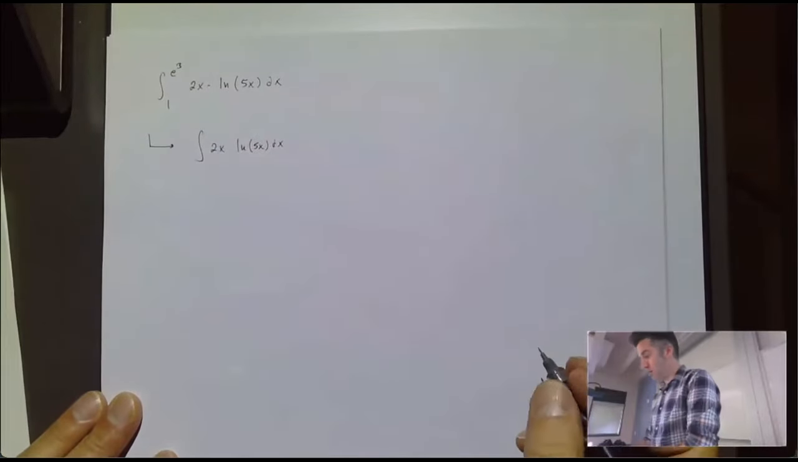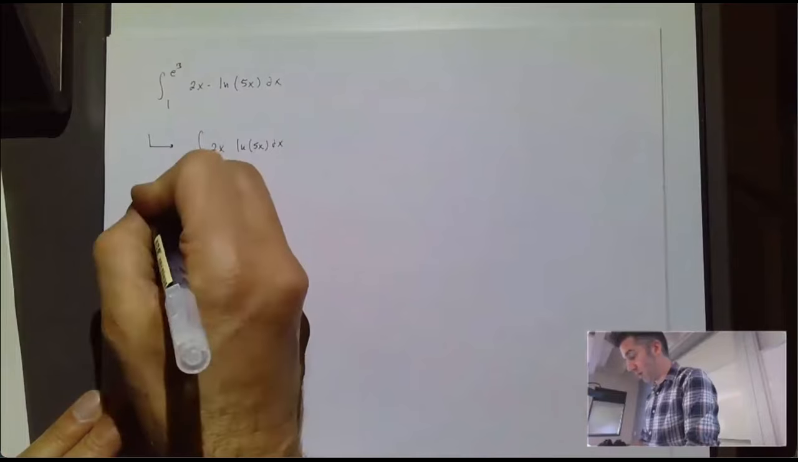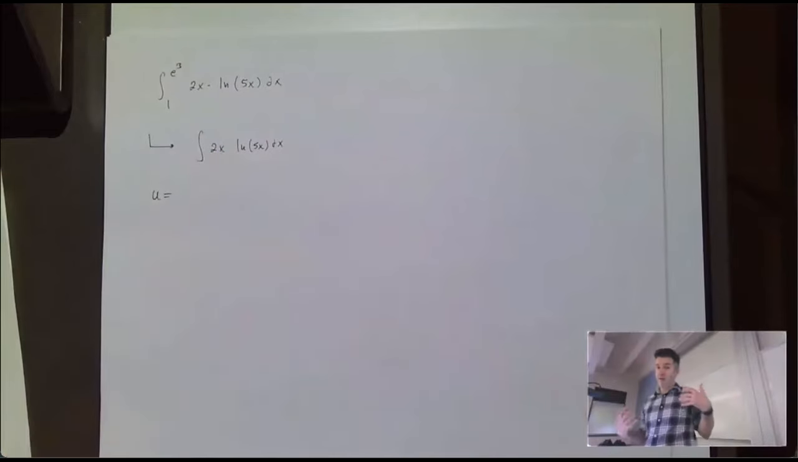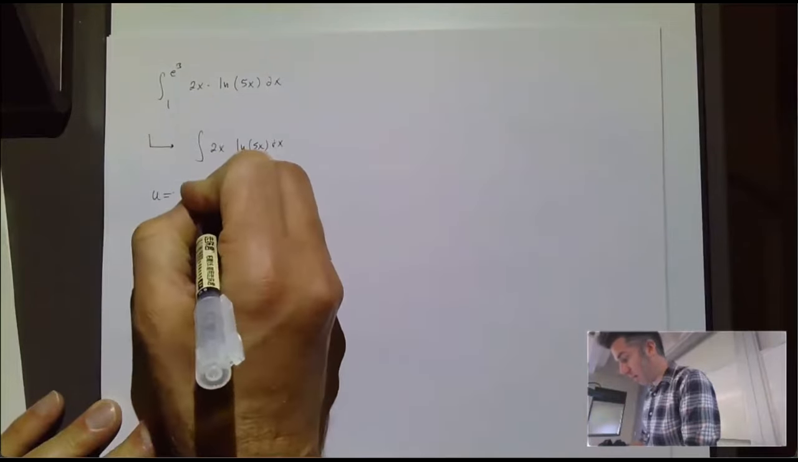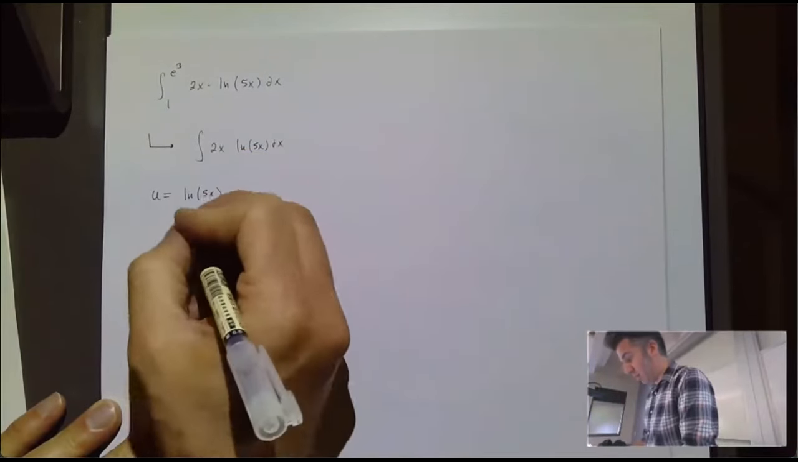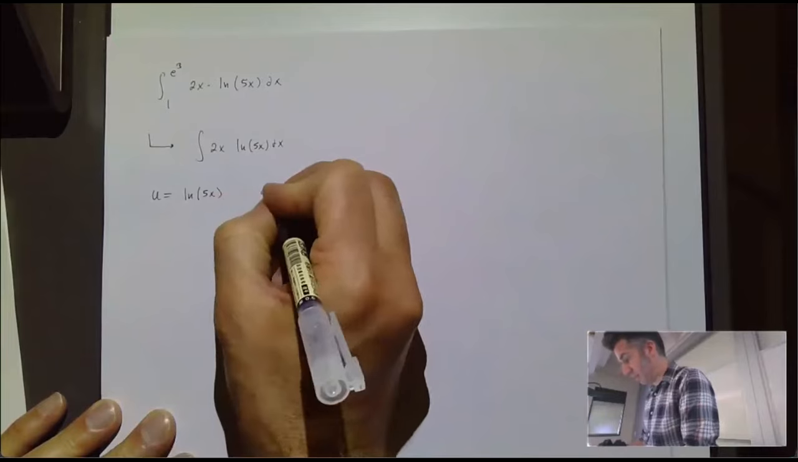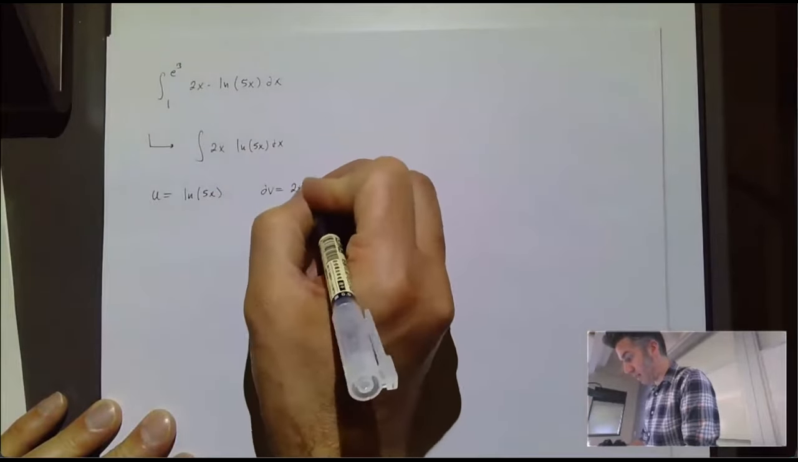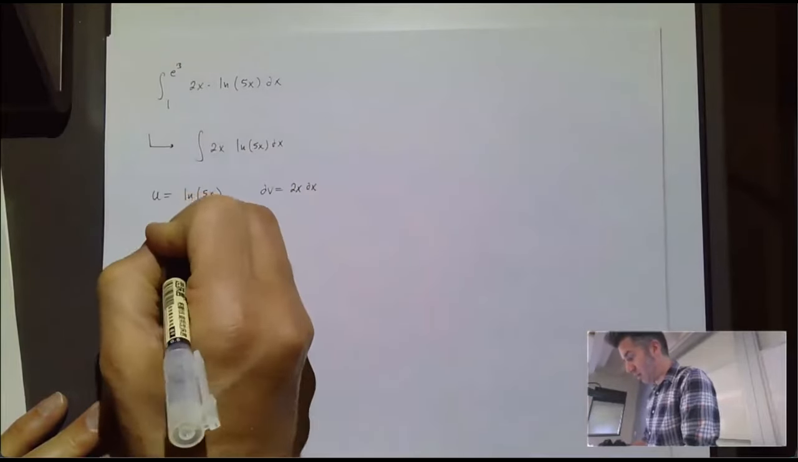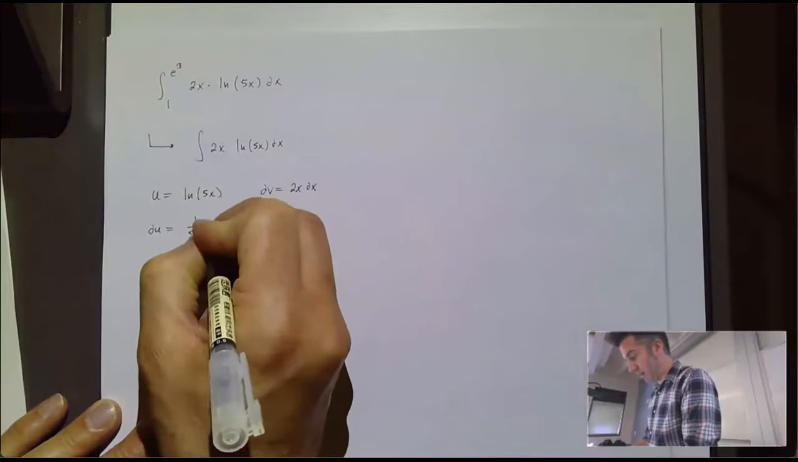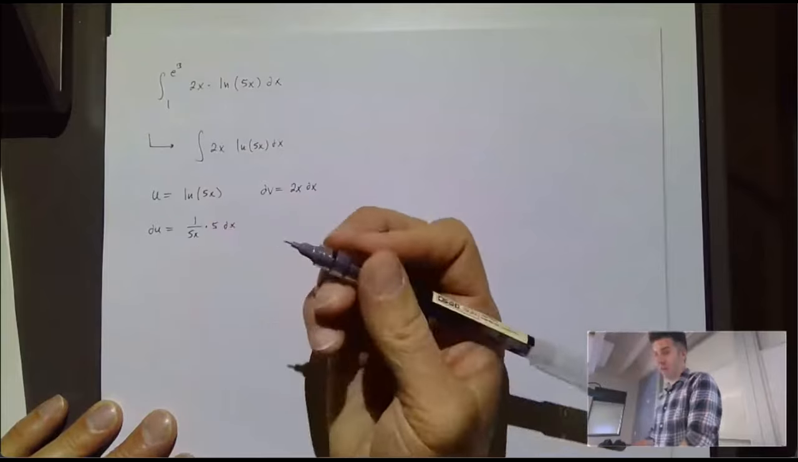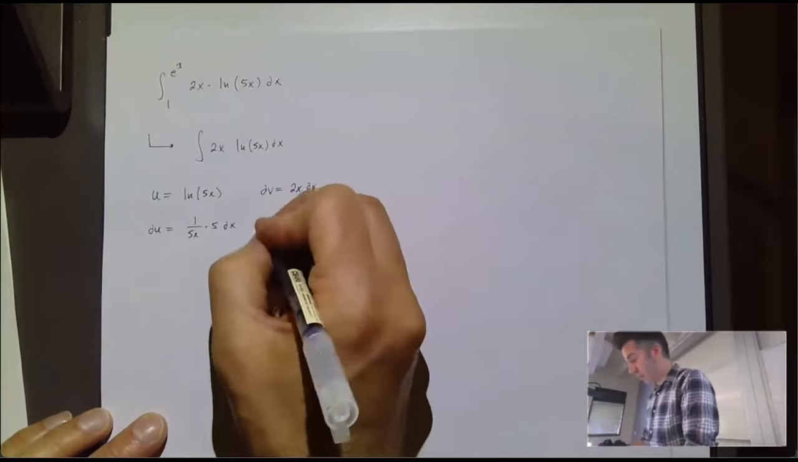So here we're going to do integration by parts. We're going to let u equal... If you're doing integration by parts and you have a log, that's almost always going to be your choice for u. So we're going to let u equal the natural log of 5x. Our dv has to be the rest, which is our 2x dx. Our du is the derivative of the natural log of 5x, which is 1 over 5x times 5, and the 5's cancel. And then your v is x squared.